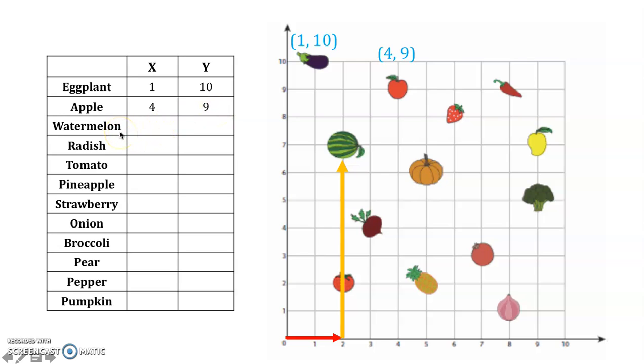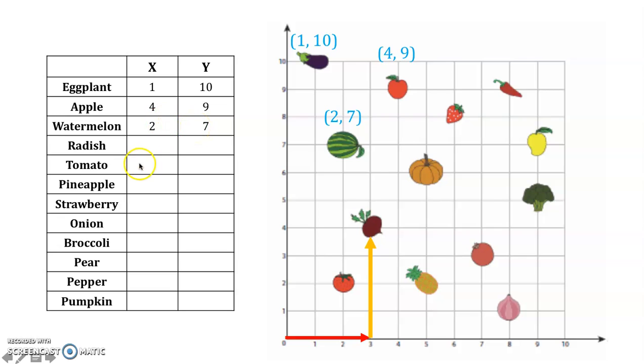Moving on to the watermelon, same exact process. You're going to start at the origin, and you are going to move 2 units right on the x-axis until you see that the watermelon is directly above you. From there, you're going to move as many units up the y-axis as necessary until you collide with that watermelon, which happens to be 7 units. So our ordered pair will be 2, 7. Same exact thing, take away the parentheses, take away the comma, and put that 2 and 7 into your data table.